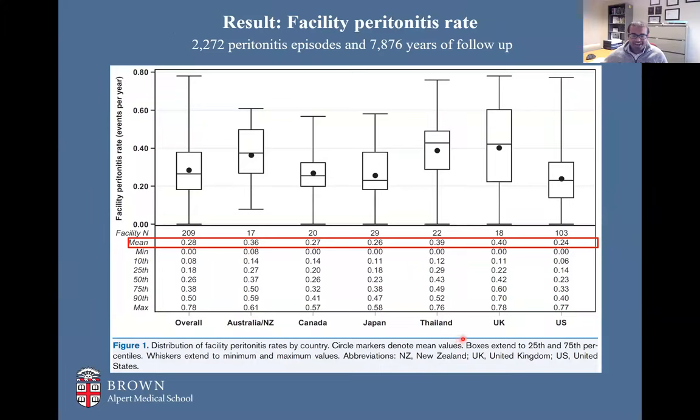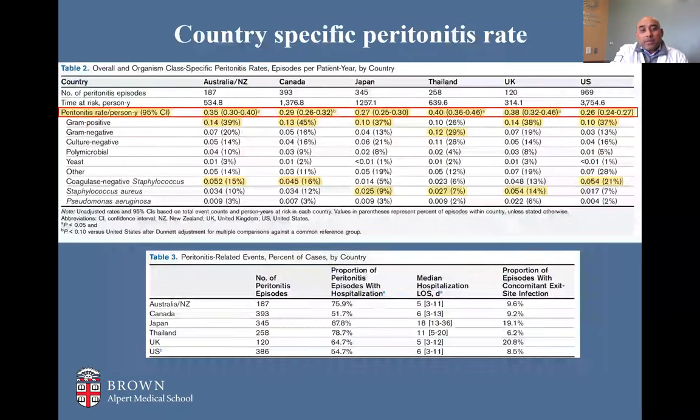That's a good question. I don't have an immediate answer for you. I would expect that to be the same, but that's not the case. I just wanted to point that out, if anyone later in the discussion can think of it and shed light. Is it the difference between the facility rate versus peritonitis rate? Yeah, so the peritonitis rate in the facility for US, the mean was 0.24. And the previous, the national, is 0.26.